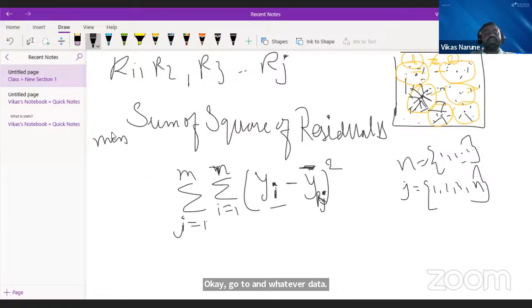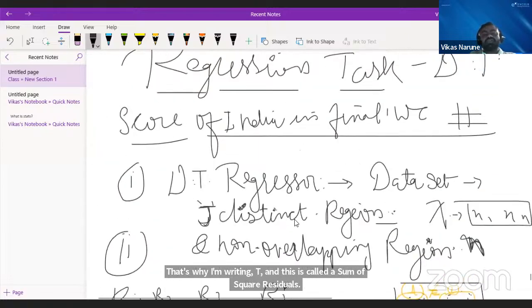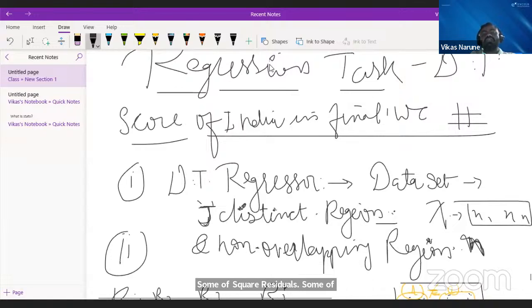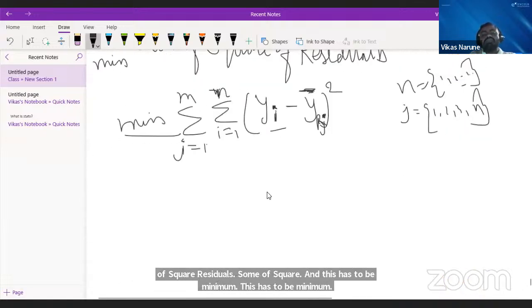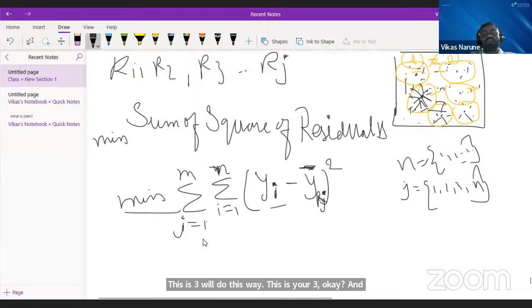Sum of square residuals, and this has to be minimum. In such a way, guys, I have to divide the data. Decision tree will do it this way. And then once I divide, guys, what's going to be my prediction?